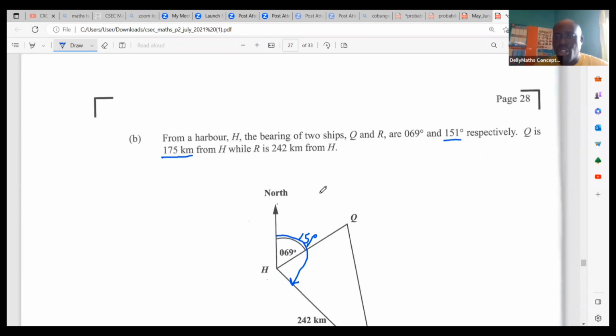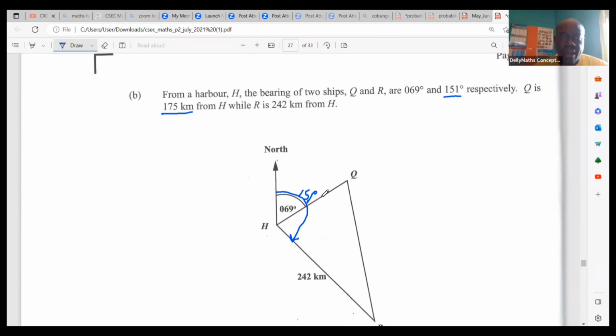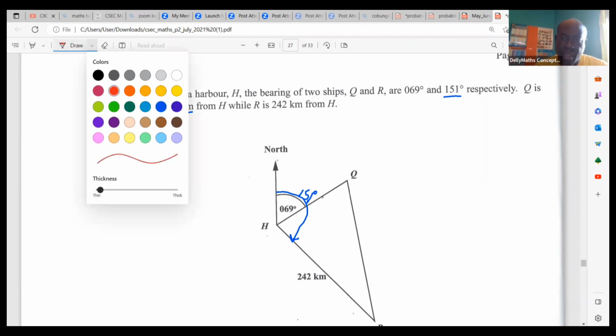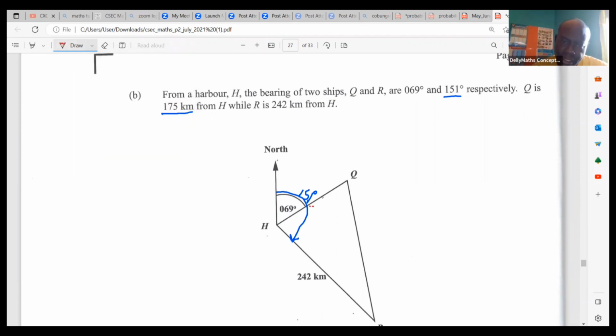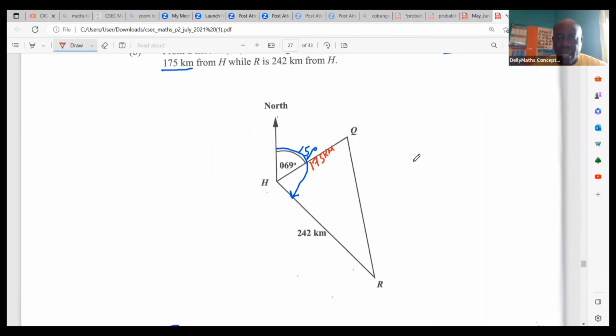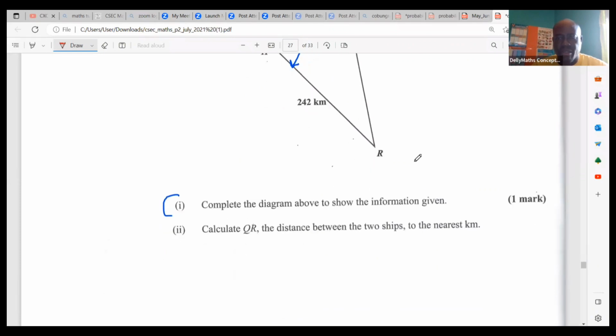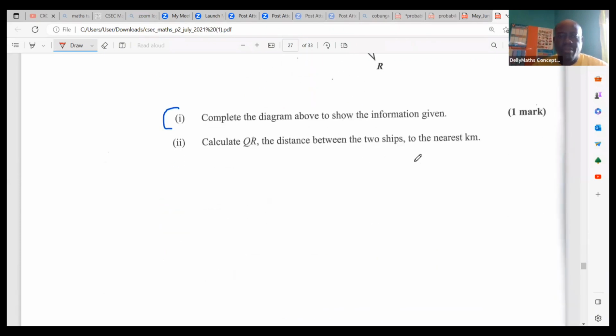And then from Q to H is 175. So Q to H is 175 kilometers. So this distance here is 175 km. Right. All right. So those are the two things that we're missing. And then from here, you would have completed the diagram, and then we could answer some questions. So the first question says, calculate QR, the distance between the two ships.